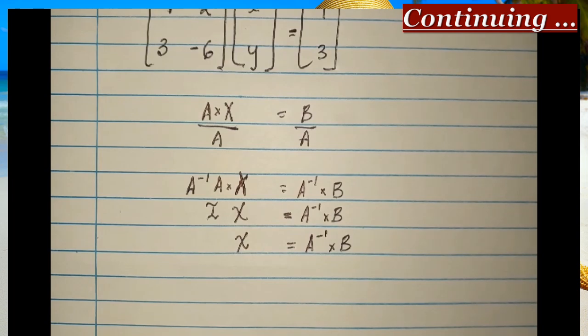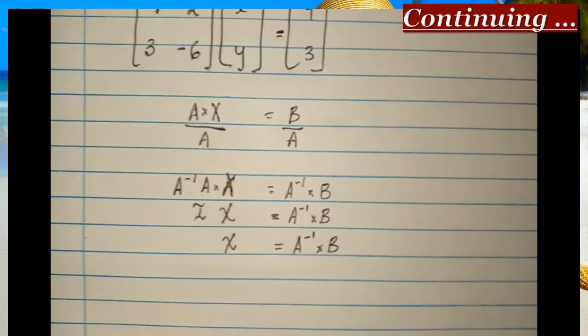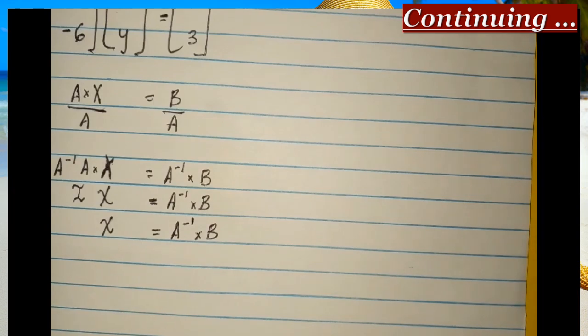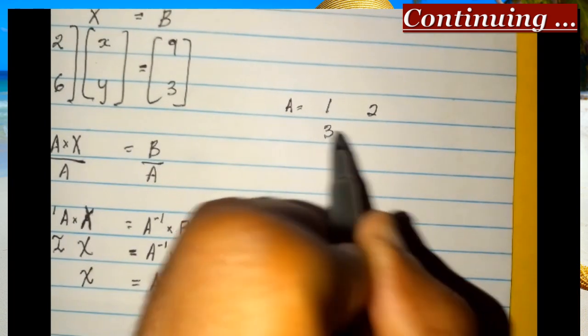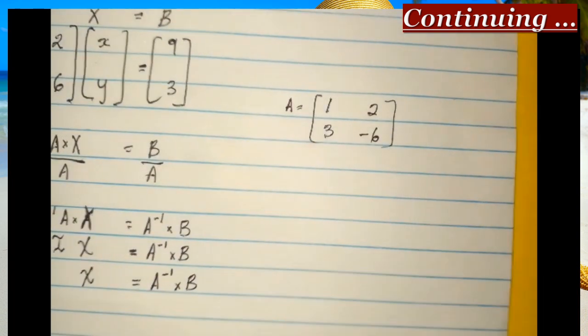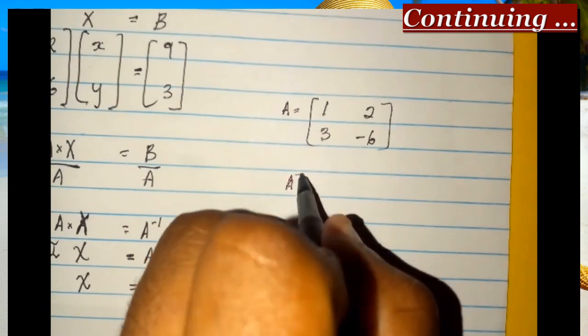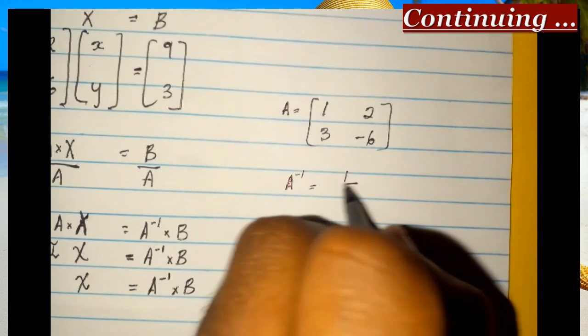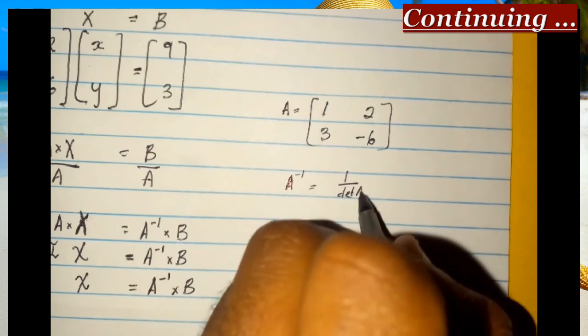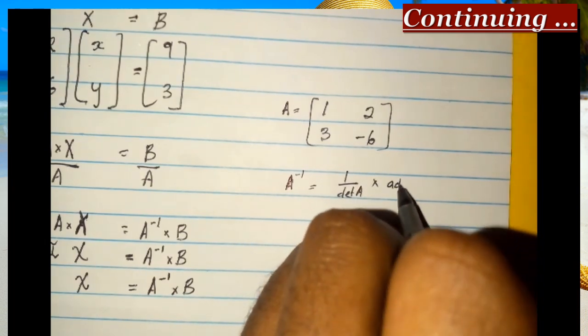So what I would like to do is to step to the side a little bit and work out the inverse of matrix A. So we know that matrix A is equal to 1, 2, 3, minus 6. And from our previous videos, to get A inverse, A inverse is going to be equal to 1 over the determinant of A, multiplied by the adjoint of A.